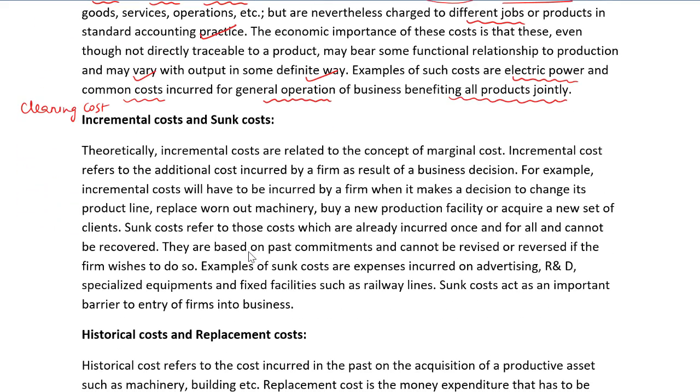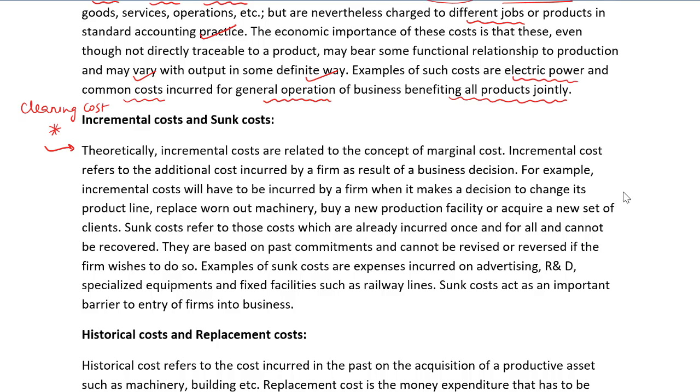Let us continue and see incremental cost and sunk cost. So incremental cost, we can say, refers to the additional cost incurred by a firm as a result of any business decisions. Sunk cost is something which is different, which cannot be recovered. Like research and development cost could be treated as sunk cost because you have done the research and development. Now, whether there could be some benefit because of that research, that's great. But if there is no benefit because of that research, you can't do anything because that cost is sunk cost that can't be recovered now.